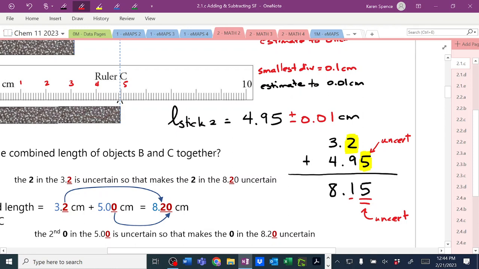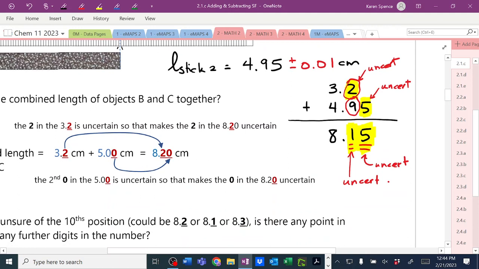Where did the 1 come from? It came from the 2 and the 9. The 2 is uncertain, which makes that 1 also uncertain. Is that good? So if the 2 is uncertain, that means that the 1 here is uncertain. How many uncertain digits are we allowed in a measurement? We are allowed 1 uncertain digit.